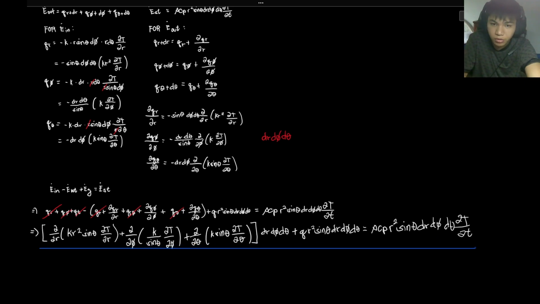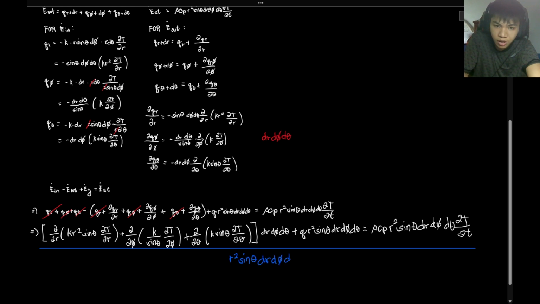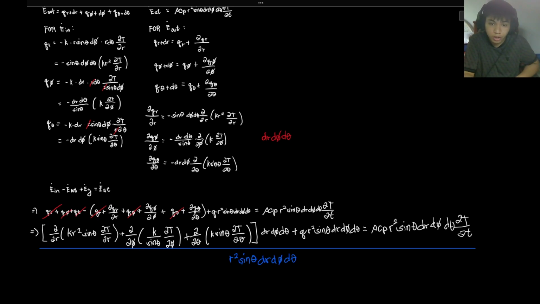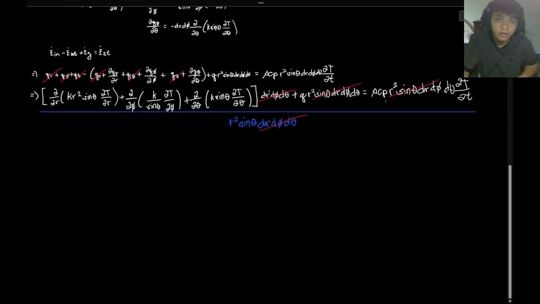We will divide our whole equation by r squared sine theta dr d phi d theta. So for starters, we're going to distribute first our r squared sine theta to these values, but we're going to cancel out our other values, such as this. This will get cancelled as well, and then this will be cancelled as well.